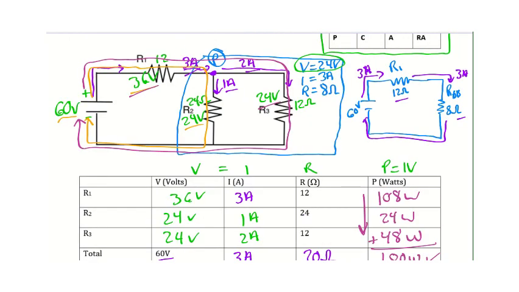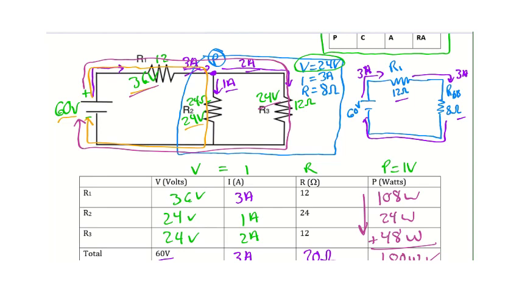So let's summarize the steps of analyzing a combination circuit. First, we had to combine resistor 2 and resistor 3 because they were in parallel, and treat them as a single resistor. We found that the equivalent resistance of R2 and R3 combined was 8 ohms. We found that combined resistor was in series with R1, which had a resistance of 12 ohms. And therefore we found a total resistance of 12 plus 8, which was 20 ohms. That allowed us to find the total current, and we were able to work through the circuit.